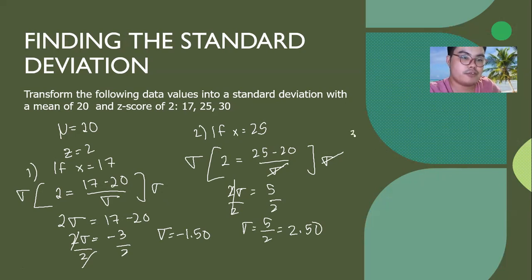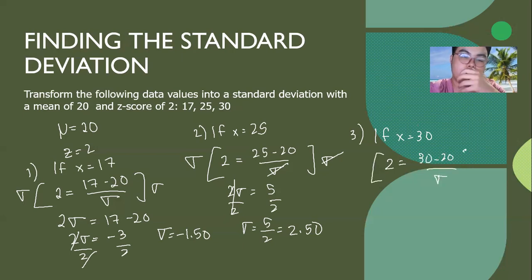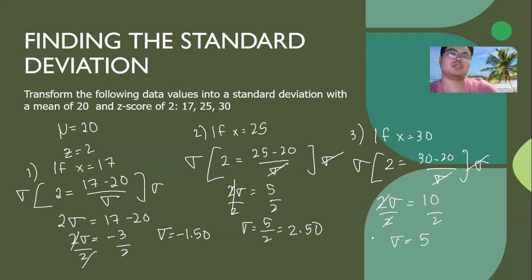But for number 3, if your x is equal to 30, so 2 equals 30 minus 20 over standard deviation. Okay, so multiplying both sides by standard deviation, this will become 2 sigma equals 10. Dividing both sides by 2, so this will become 5. So the standard deviation is 5 based on this given.